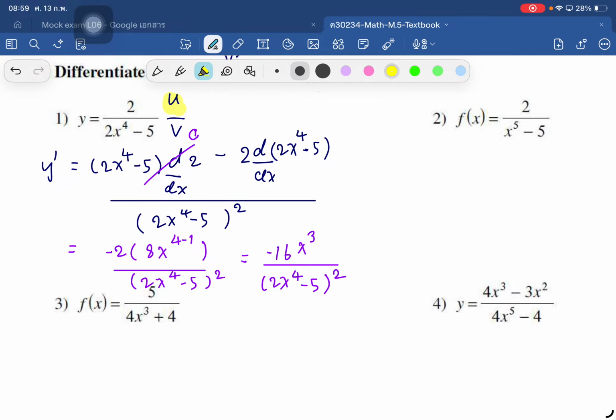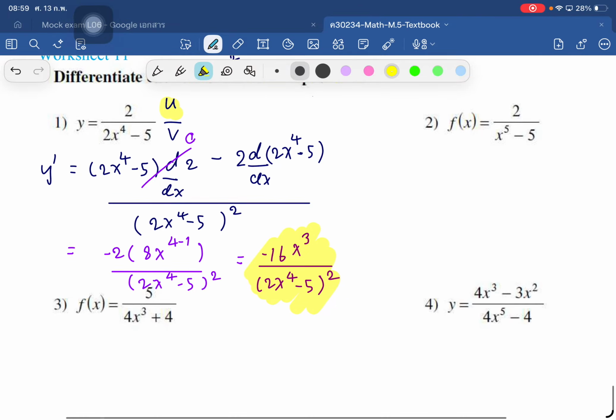Okay, just roll back to worksheet number 9 a bit, questions 7, 8, 9, and 10. For question 7, this is minus 3x minus 5 to the power of 1 over 2, isn't it? Because it comes with this root form, right?